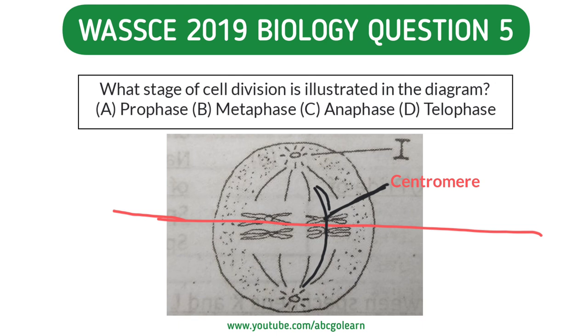When we are talking about the anaphase, this is when the chromatids of each chromosome will separate. After they are separated, they will migrate through that spindle fiber that I drew the other time, to each pole.